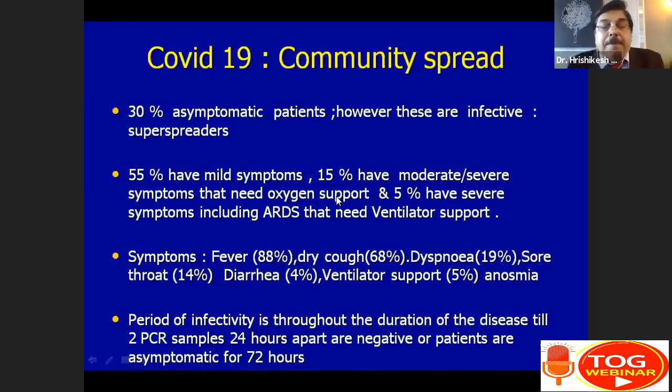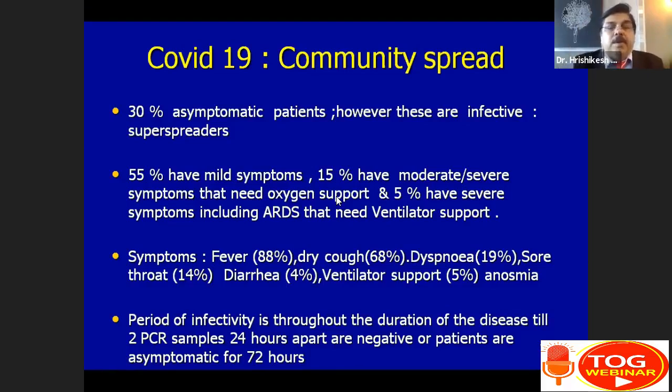As I told you, the period of infectivity is throughout the duration of the infection. So till the two PCR samples 24 hours apart are negative, or patients are asymptomatic after the infection for 72 hours. But that's the clinical way of looking at it. The academic way of looking at it is the two PCR samples being negative in the testing of the virus.